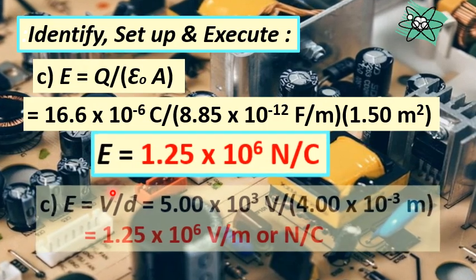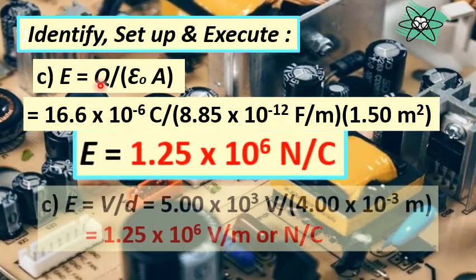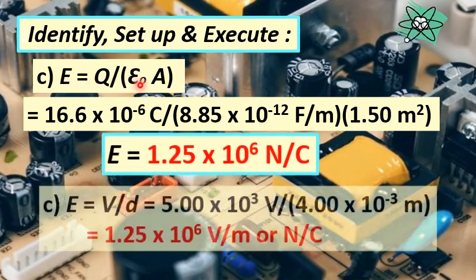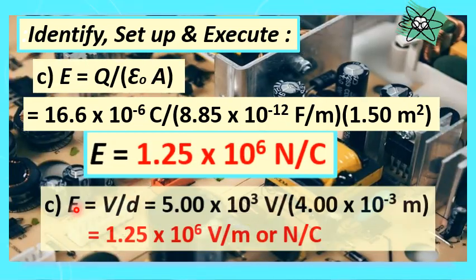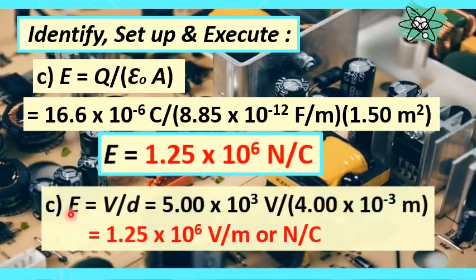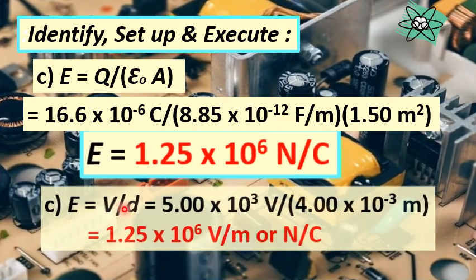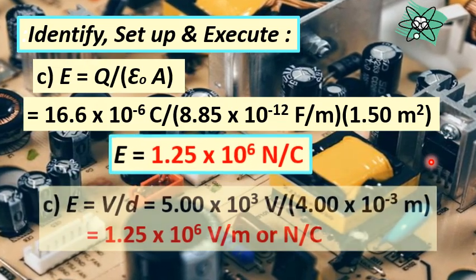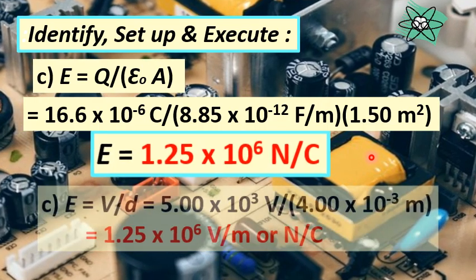So, for the electric field, okay, you can use this formula, E equals big Q divided by the product of epsilon naught and the area, capital A, or in terms of the voltage, electric field equals V divided by the separation distance D. So that ends my lecture discussion for this topic.